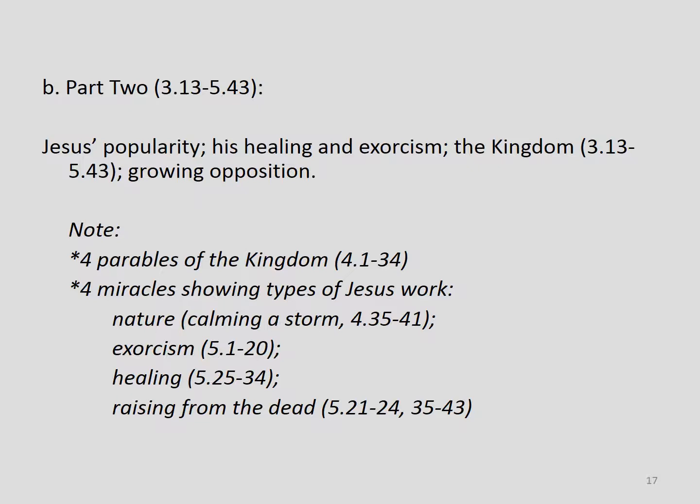And here we could note that there's an arrangement in chapter 4 of 4 parables over 34 verses. And then also that there are 4 miracles that are grouped together right after that that show types of Jesus' work. There's a nature miracle, that is the calming of the storm on the Sea of Galilee. There's an exorcism. Then that's followed just a few verses later by a healing miracle. And then, just going backwards, the raising from the dead, a story that takes place in verses 21 to 24 and then in verses 35 to 43 of chapter 5. So we find those 4 types of miracles arranged together right after the 4 parables.